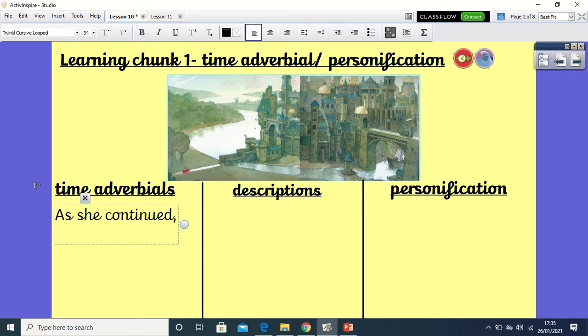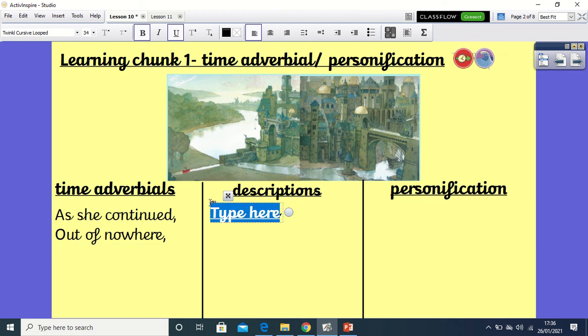Okay? It could be that you feel that she's come across it out of nowhere. She's just been sailing along the river all this time, and out of nowhere something appeared in front of her. You might think about suddenly, okay, or as she continued along a few hours later type thing.